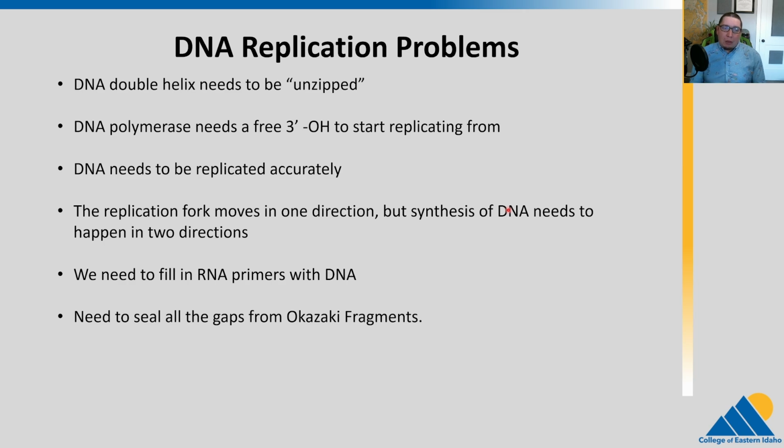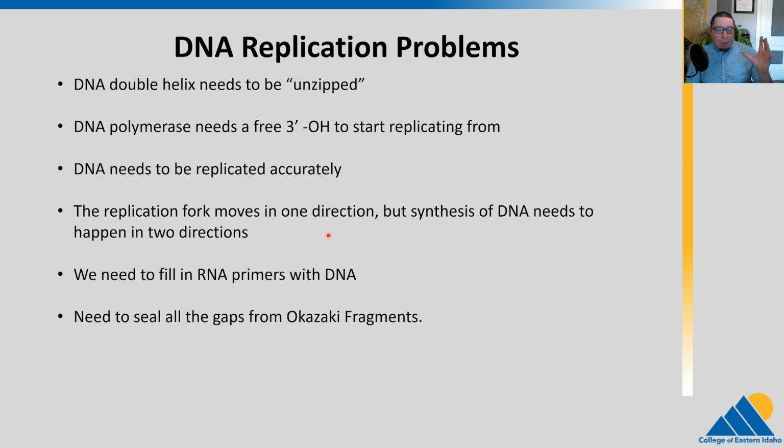And then we'll talk about the replication fork. This set of enzymes is all going to move in one direction, but we need two strands to get copied. So we need to replicate in two directions while moving in one direction. Might not make sense now, but I'll show you the problem in a moment. Finally, we're going to need to fill in the gaps left by these things called RNA primers. We're going to need to fill in the RNA with DNA and then seal the gaps that are formed from the Okazaki fragments. Again, you won't understand what these are just yet, but they'll come into play in just a moment.